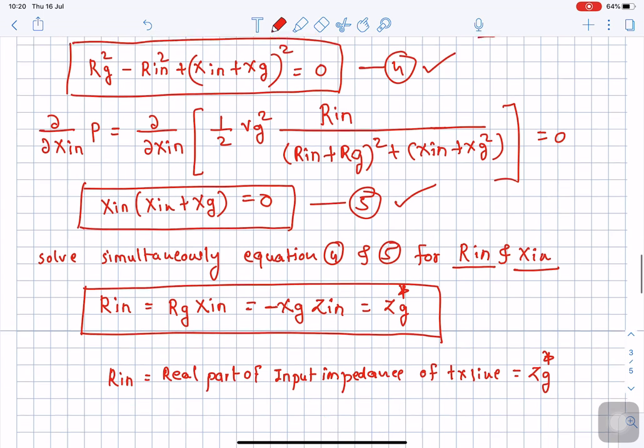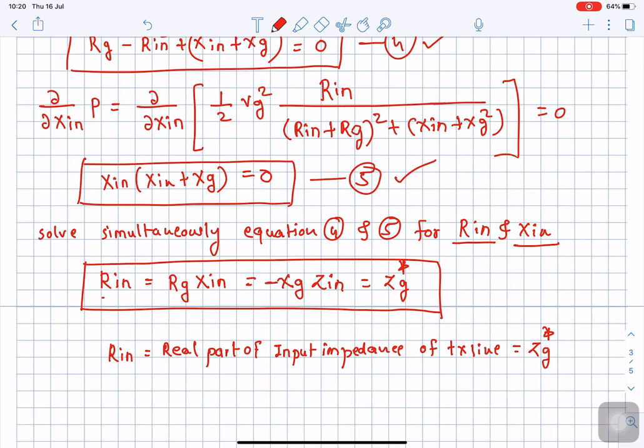Okay, so finally what we get is the real value of impedance. We will get R in is equal to the real value of the generator impedance, and the imaginary value of the input impedance is written as the negative of the imaginary value of the generator impedance. In short it is written as a complex conjugate. So here what we can write is that the input impedance is the complex conjugate of the generator impedance. So this condition we are going to get.